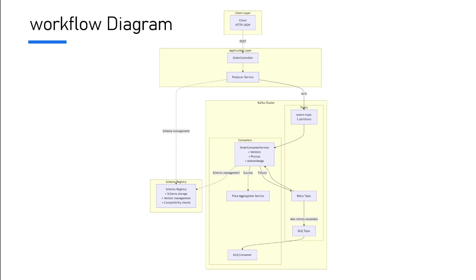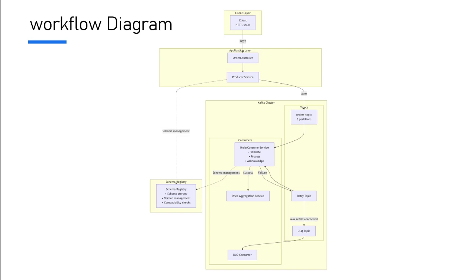Second, the failure path. If something goes wrong during processing, maybe a validation error or temporary system issue, the consumer sends the message to our retry topic. The system will automatically retry processing up to three times with a 2-second delay between each attempt.